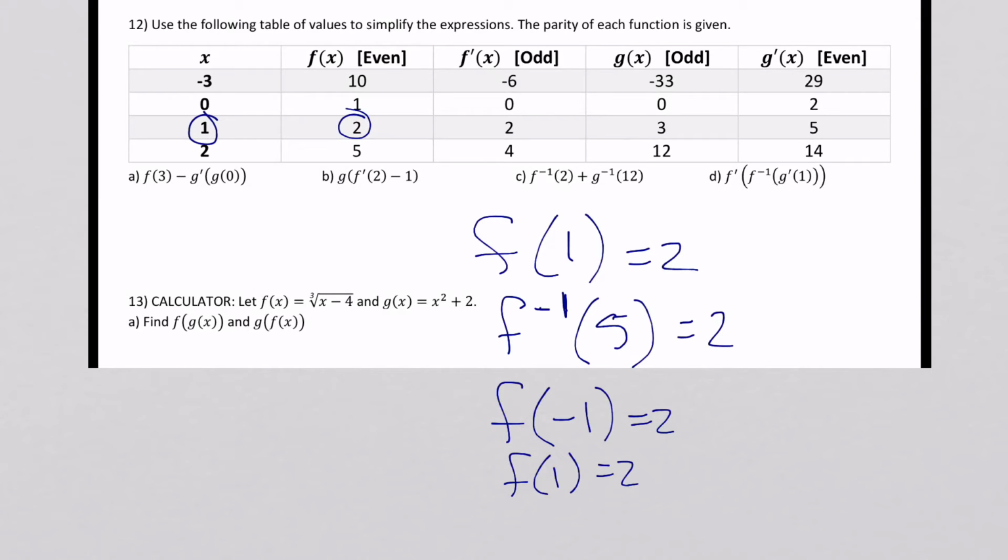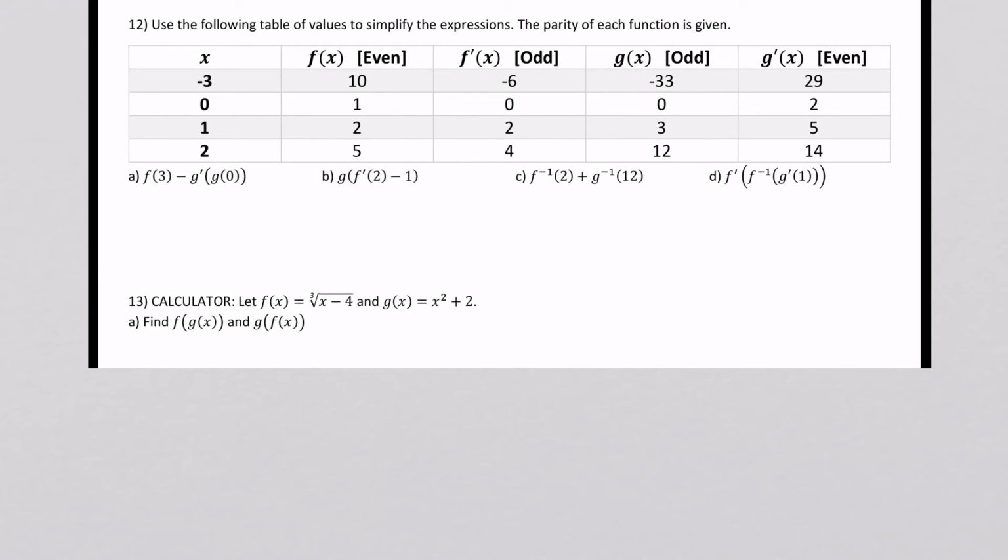An odd function, like say g of 1 versus g of -1. g of 1 is what? Well, go to the x value of 1. What's the corresponding g value? It's 3. If g of 1 is 3, then g of -1 is -3 because g is an odd function. Odd function means opposite x values, opposite y values. It's coming from the symmetry of those type of graphs.